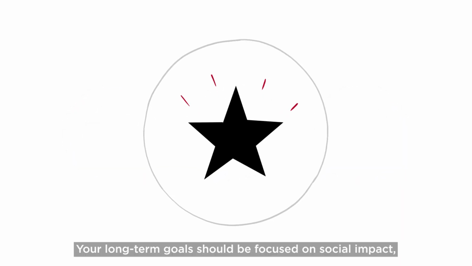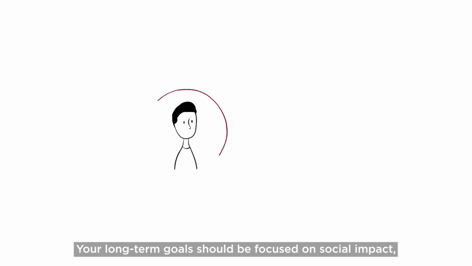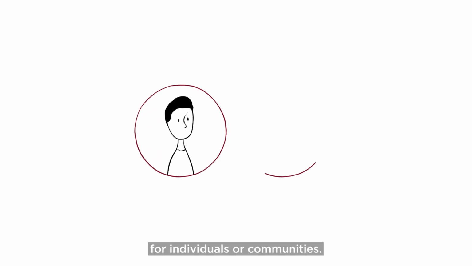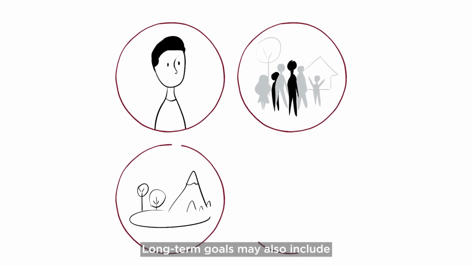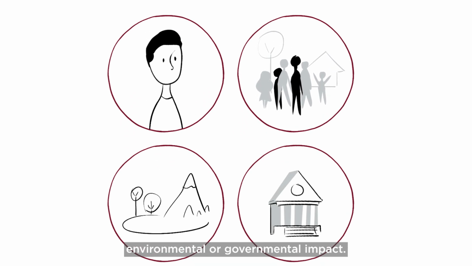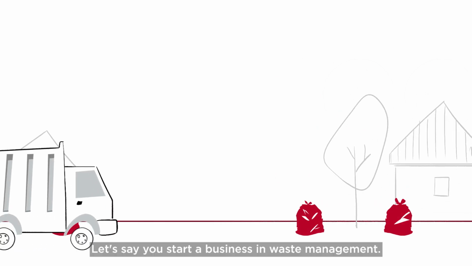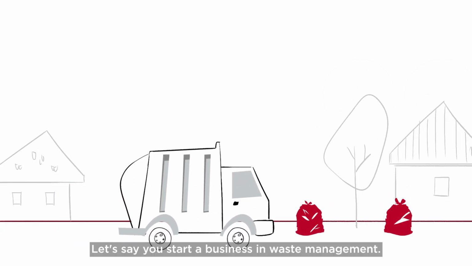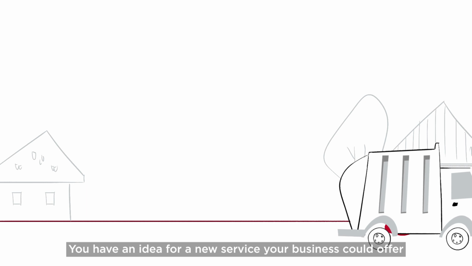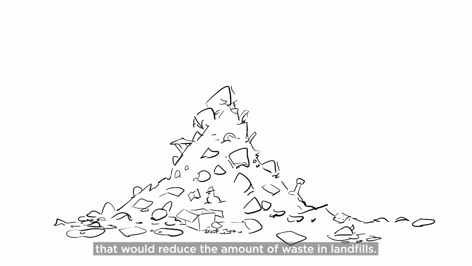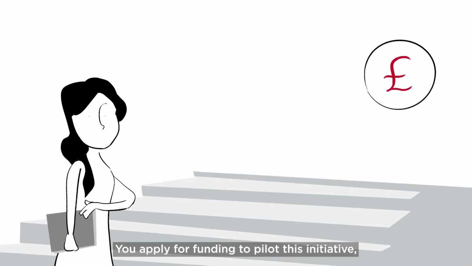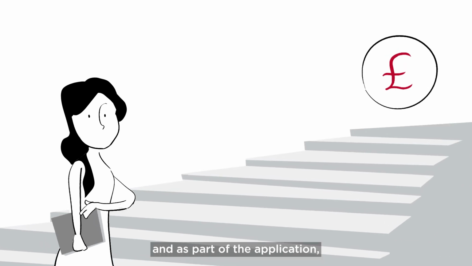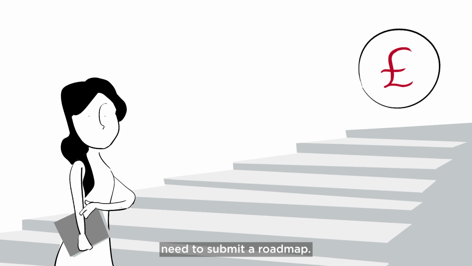Your long-term goals should be focused on social impact, meaning they generate positive change for individuals or communities. Long-term goals may also include environmental or governmental impact. Let's say you start a business in waste management. You have an idea for a new service your business could offer that would reduce the amount of waste in landfills. You apply for funding to pilot this initiative, and as part of the application, need to submit a roadmap.